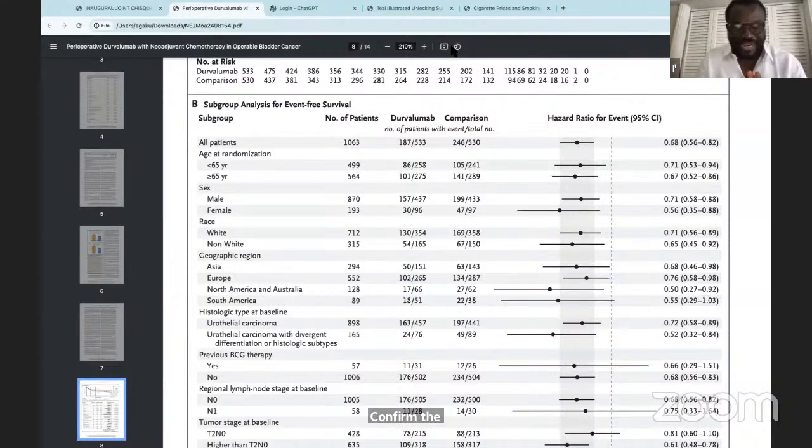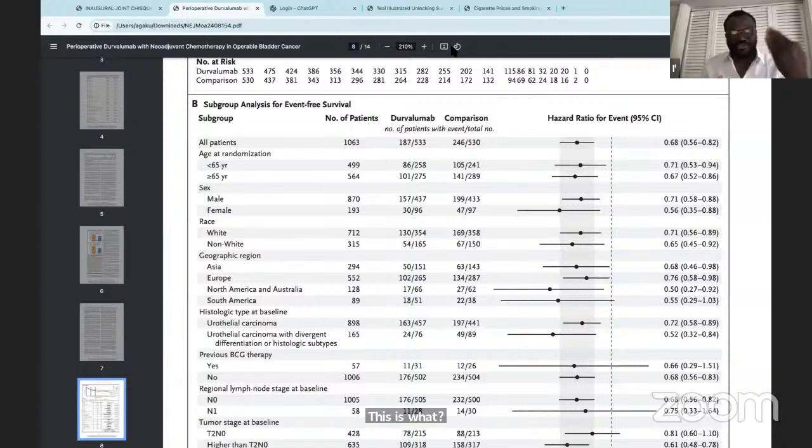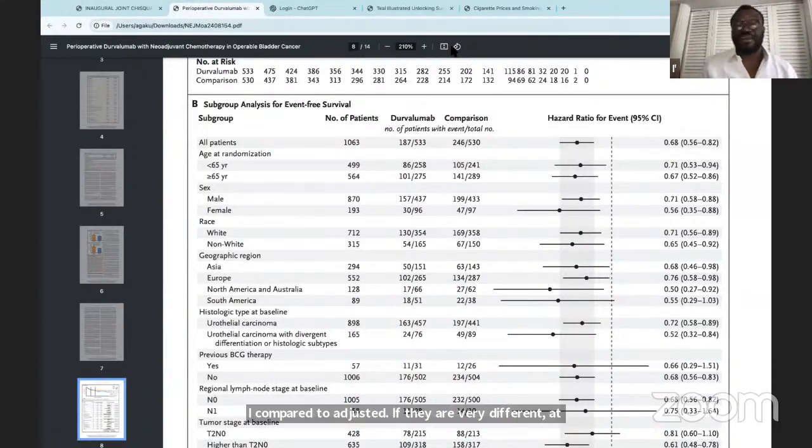So in confounding, we are comparing crude results versus what? Okay, adjusted results. Take the two results, crude and adjusted, and compare them. If they are very different, at least 10%, 20%, you say, wow, the adjusted results are very different from the crude, and so this suggests that this variable is a confounder. So this is classically how we assess for confounding. You compare crude and adjusted, right?